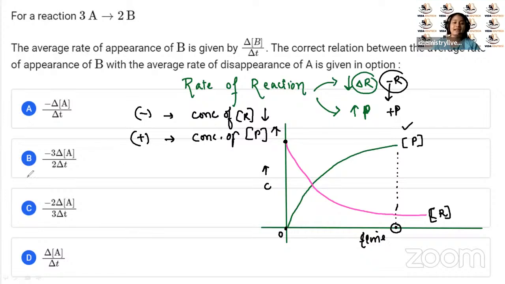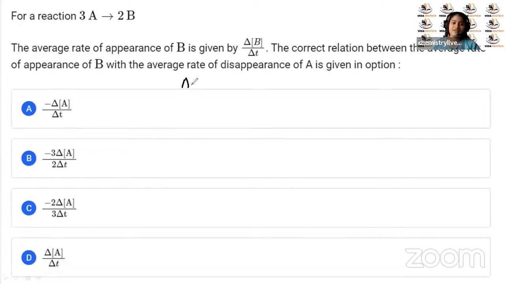Now, on understanding rate of reaction, there are two rates of reaction we can see. One is your average rate of reaction. Yes, average rate of reaction. And another is your instantaneous rate of reaction. What, children? Instantaneous rate of reaction.